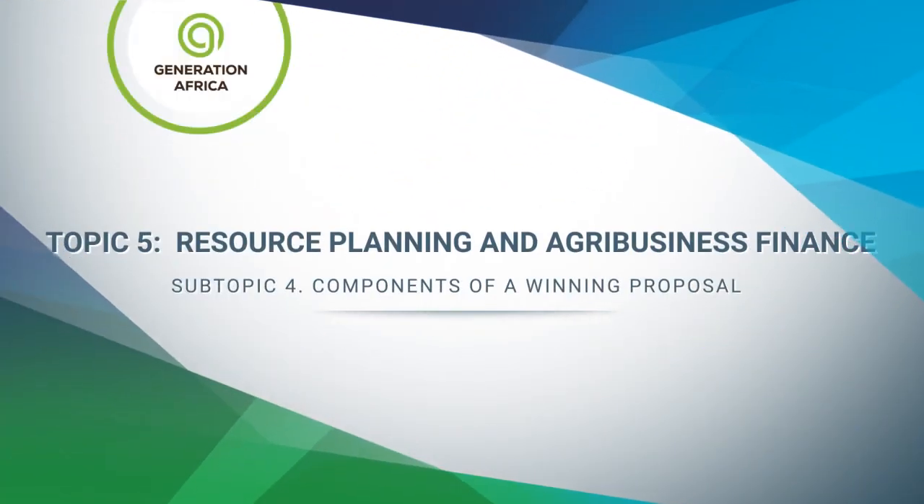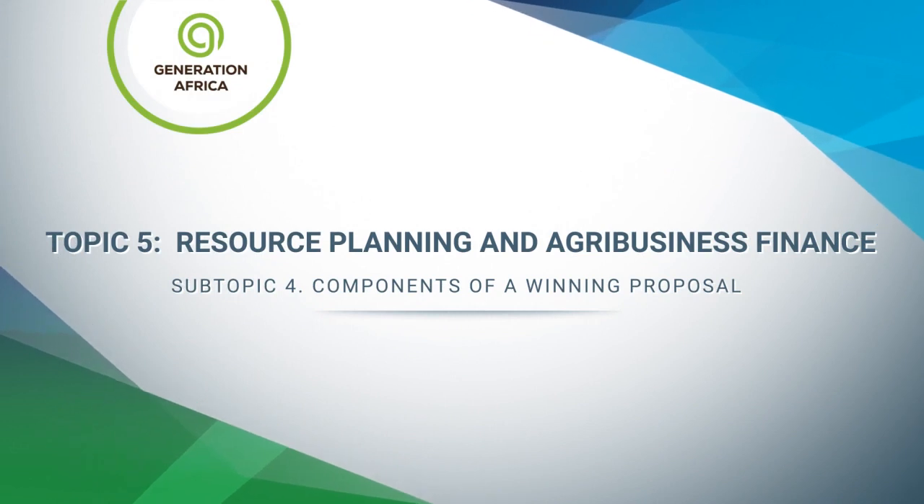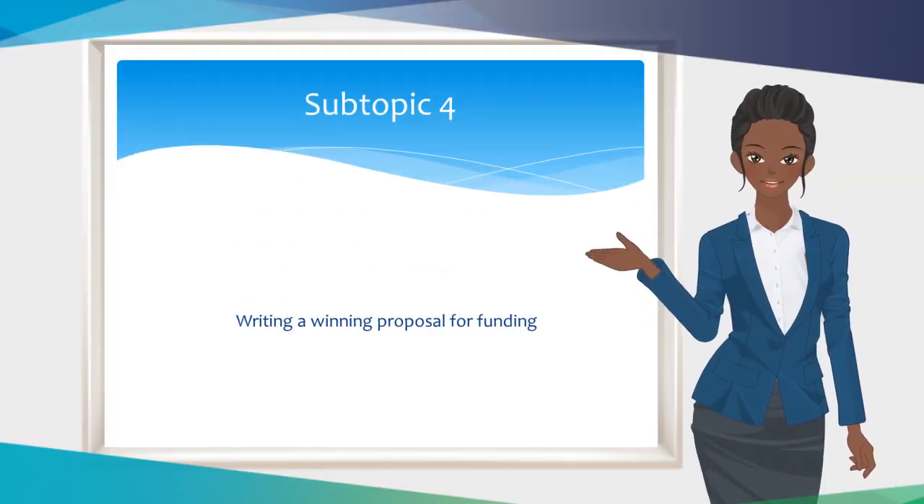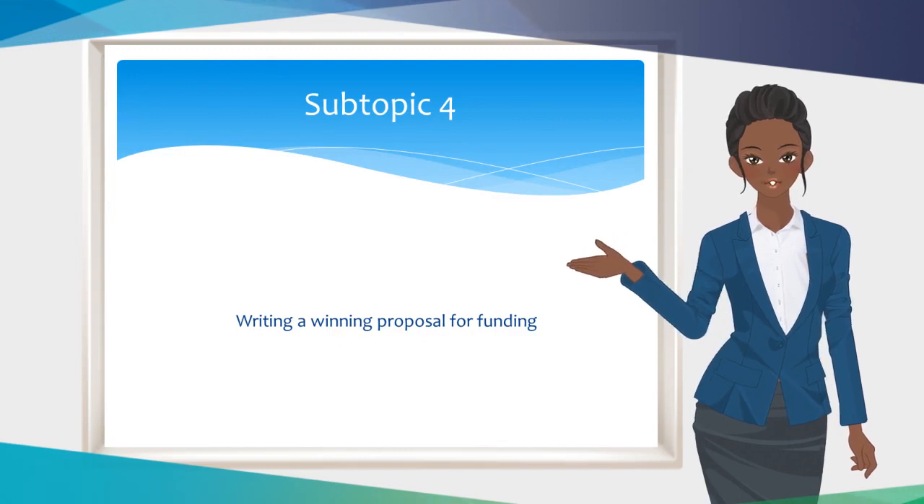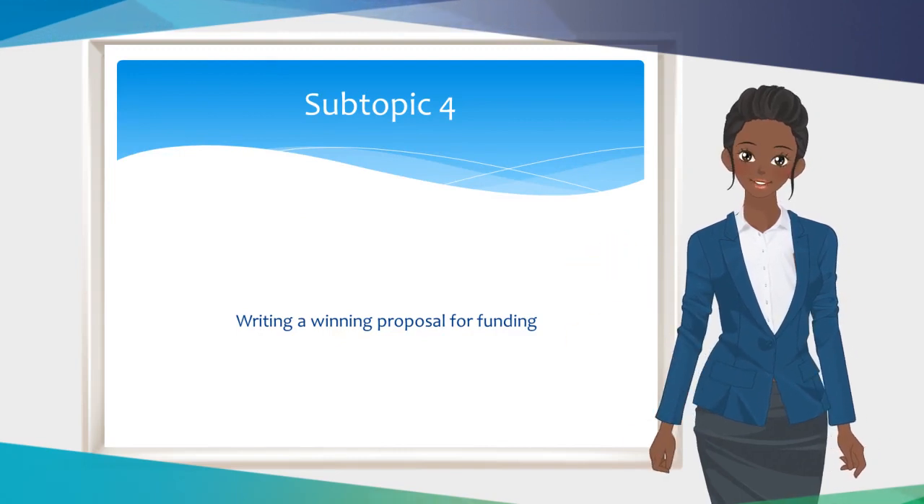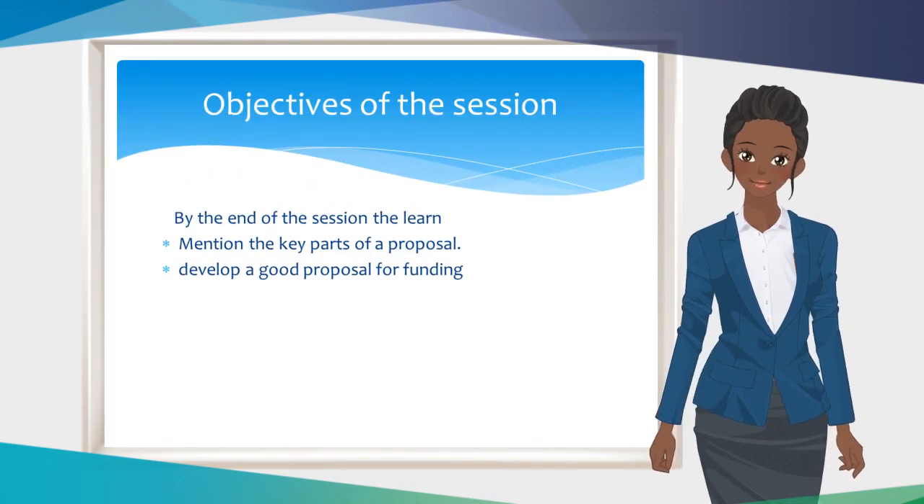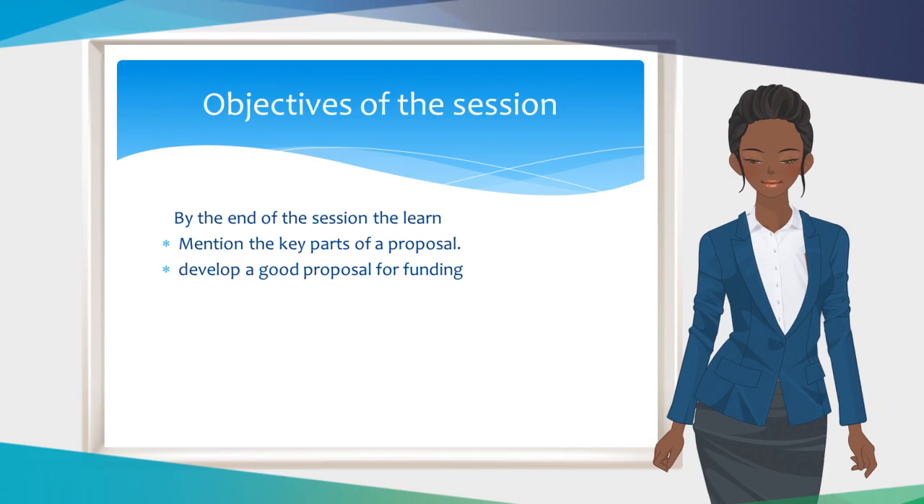Subtopic 4. Components of a winning proposal. We are now going to talk about writing a winning proposal for funding. By the end of our discussion, I expect that you will: 1. Mention the key parts of a proposal, and 2. Develop a good proposal for funding.